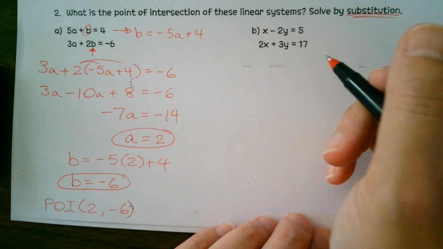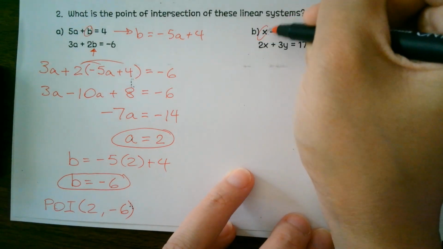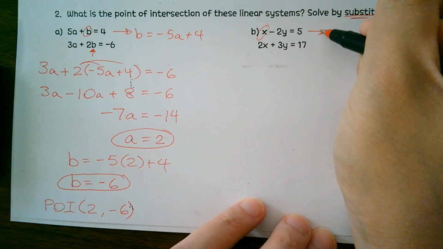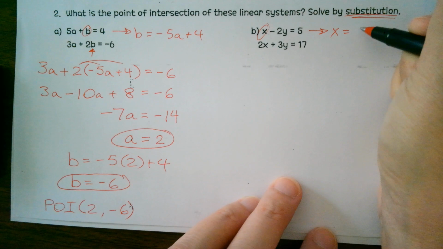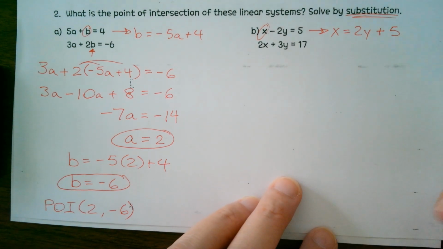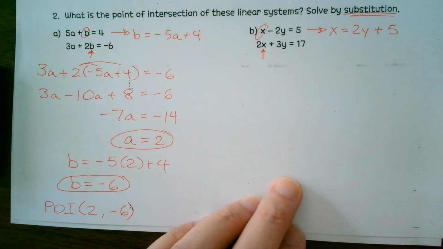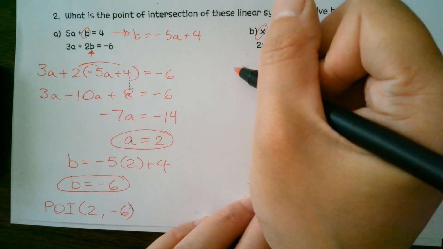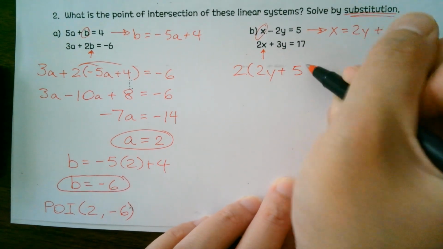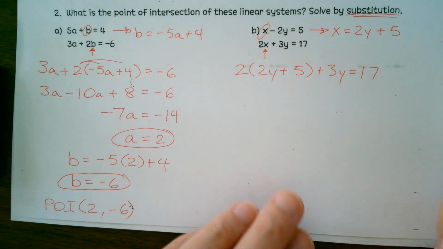Second one right here. Again, this one, I have the x by itself, so this is the one that I want to isolate. So x equals 2y plus 5. I'm going to sub that in for this x. So 2 bracket 2y plus 5, plus 3y equals 17.